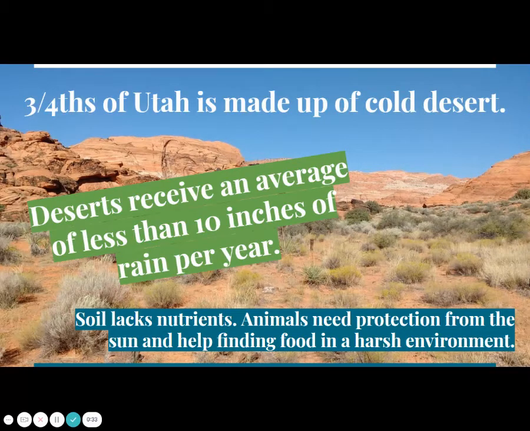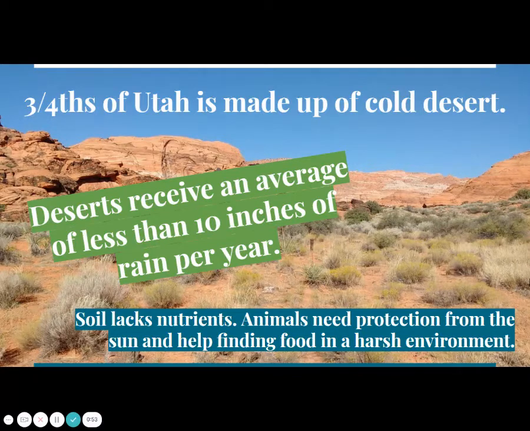The first environment in Utah, and the one that covers most of our land, is the desert. 3/4 of Utah is made up of cold desert. Cold deserts have hot summers, but extremely cold winters. These deserts are found in mountainous areas like Utah.